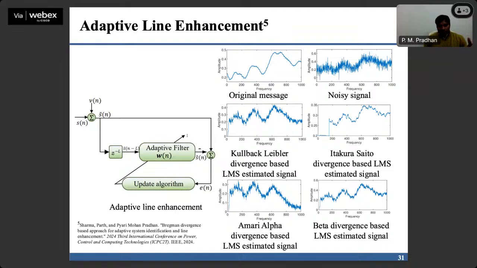We see that the information theoretic divergence based algorithms can also be used to tackle adaptive line enhancement problems, where the signal s of n is buried under large noise. So you want to recover the original signal. Your signal s of n is a low amplitude, low power signal, which is buried under noise.